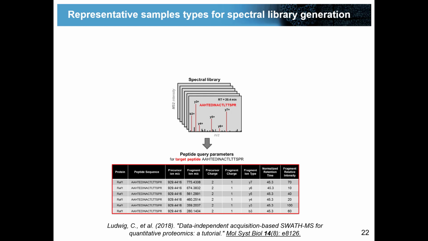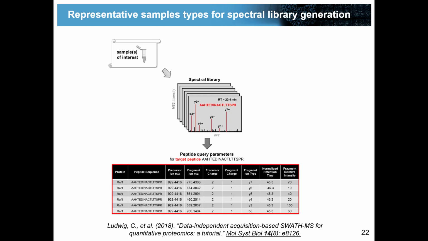The question is now, which samples can you use to generate such a spectral library? And what most people do is they work exactly with their samples of interest. So where you also want to do an SRM experiment later on, these are the samples you will first measure by DDA, generate a spectral library, and use the information from the library to generate these peptide assay parameters, peptide query parameters, which you then acquire in SRM mode, or use for peptide-centric analysis in DIA if you have acquired your data in DIA.